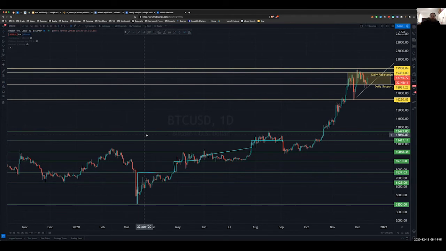Things move up and down in steps. Support becomes resistance, resistance becomes support, but the general trajectory in a bull trend is this. So it's a stepping up. Can everyone see that? You could draw lines for days as to where things are touching on these levels and going up and down.